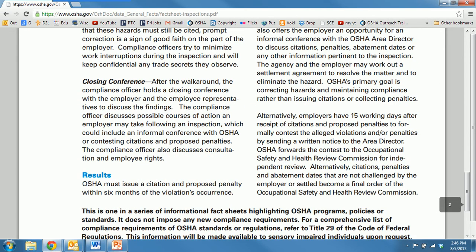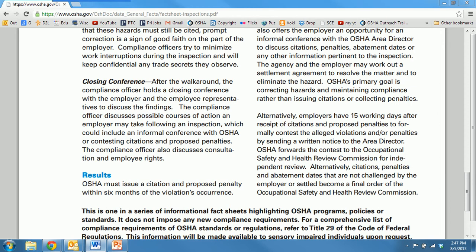Then the closing conference. After walking through the facility, the compliance safety officer will hold a closing conference with the employer and the worker representatives. And he can do this either with everyone together, or he may do it separately.